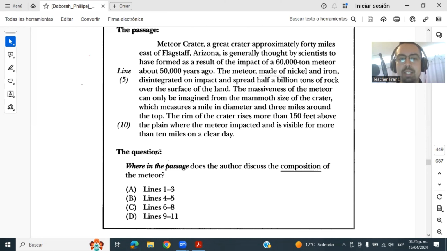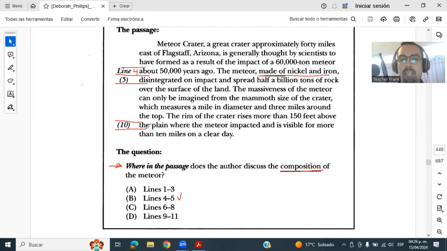So the question is going to ask you something like this: Where in the passage does the author discuss the composition of the meteor? The composition is basically what it's made of, right? And here it says the meteor, made of nickel and iron, and then we just have to count. This is line 5, so this is going to be line 4. Here it gives us the options: 1 to 3, no. 4 to 5, yes, which is right here. 5 to 6, no. 9 to 11, no. 10 is over here, right?